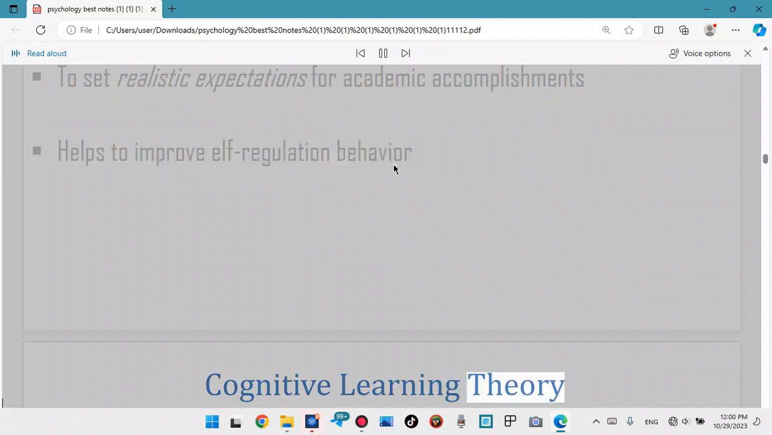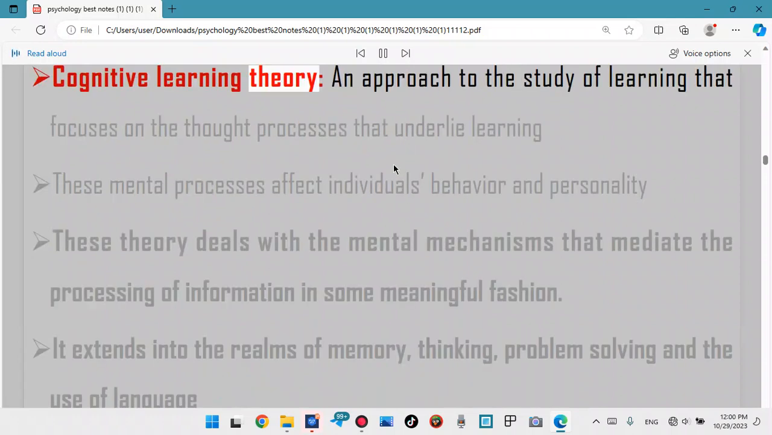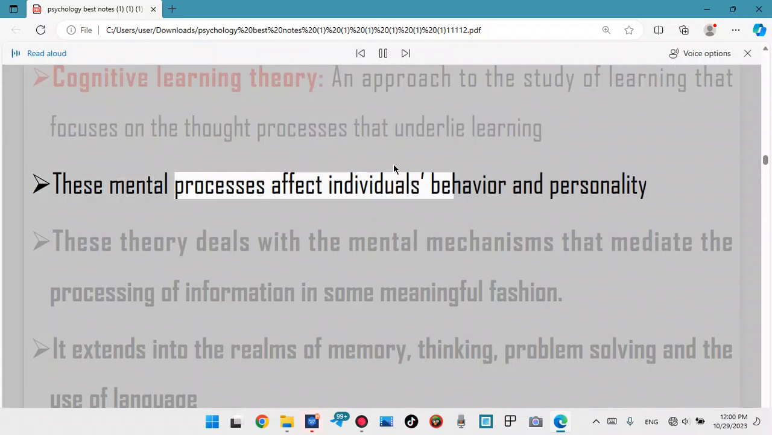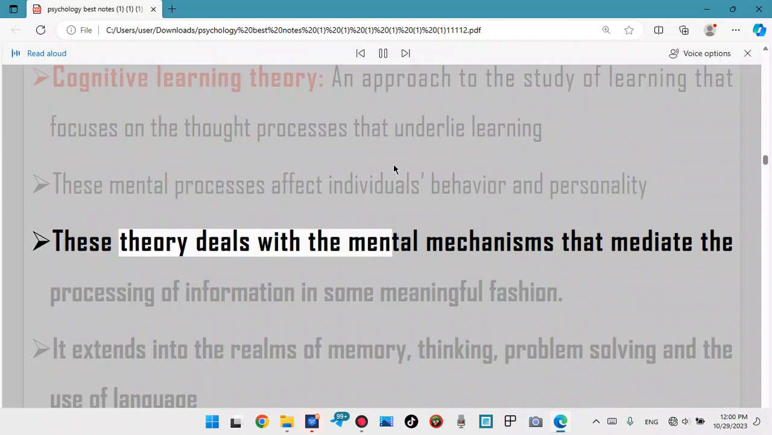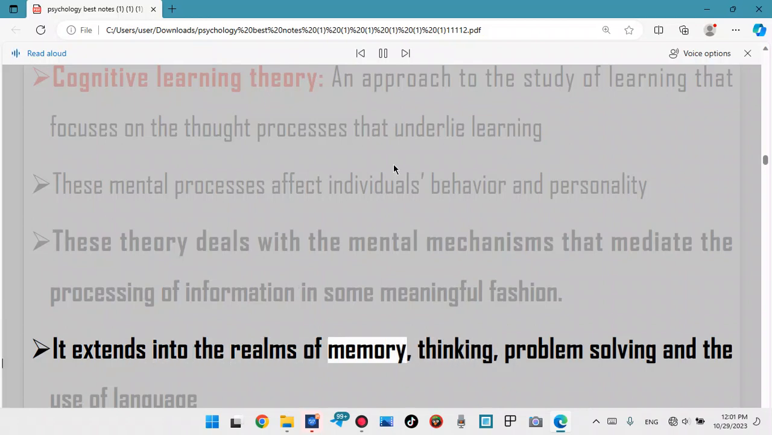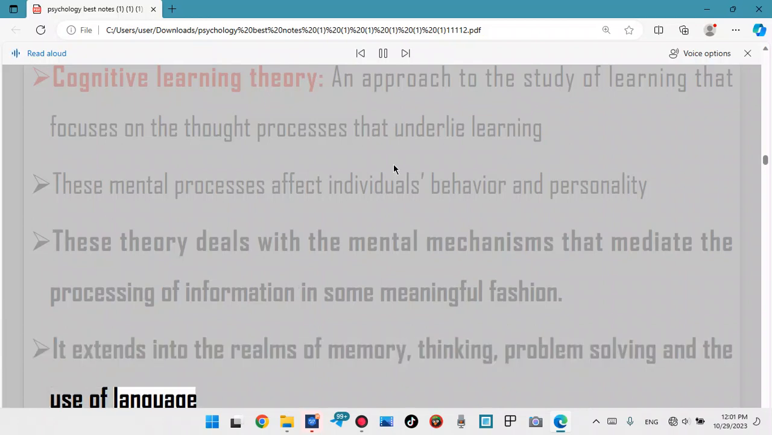Cognitive learning theory. Cognitive learning theory, an approach to the study of learning that focuses on the thought processes that underlie learning. These mental processes affect individuals' behavior and personality. This theory deals with the mental mechanisms that mediate the processing of information in some meaningful fashion. It extends into the realms of memory, thinking, problem solving, and the use of language.